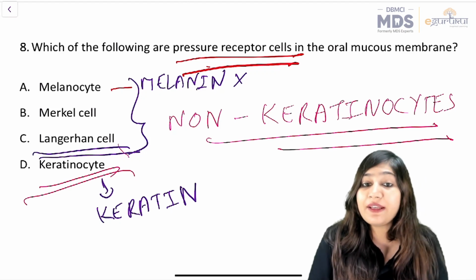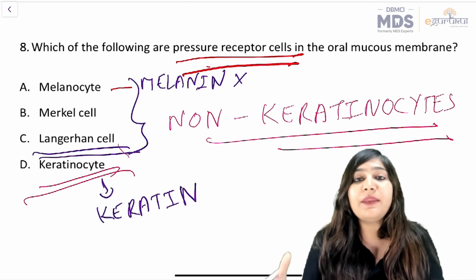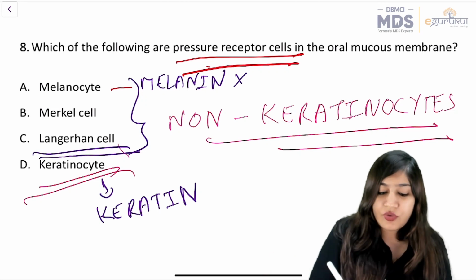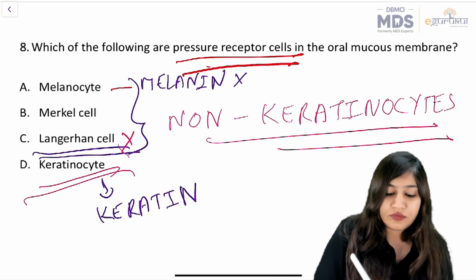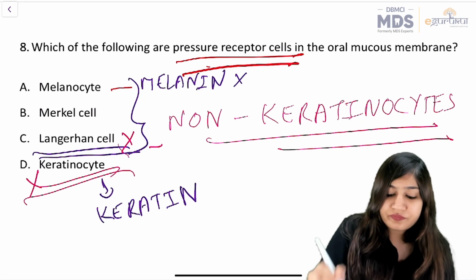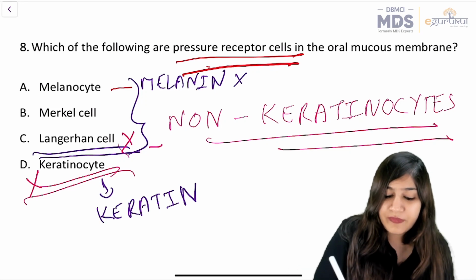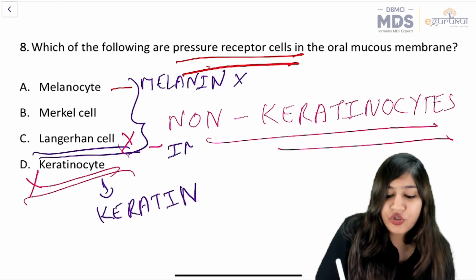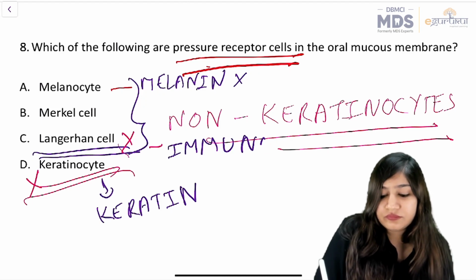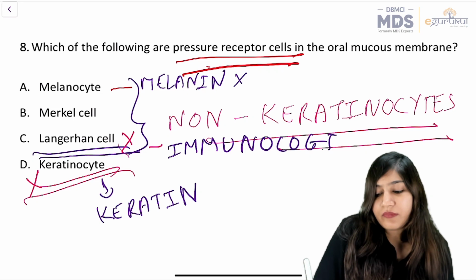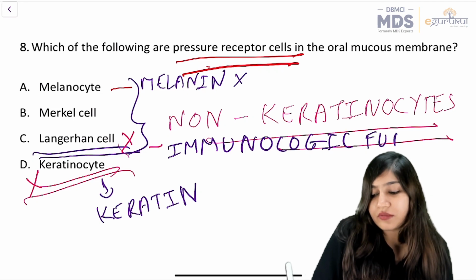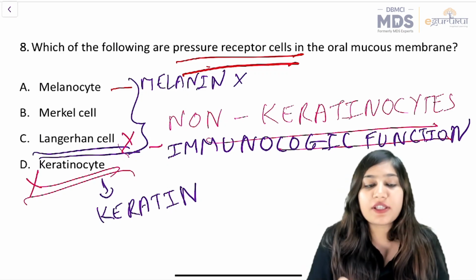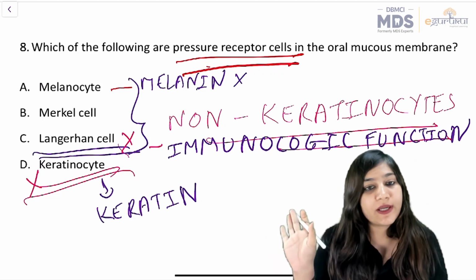Langerhans cells are mainly antigen presenting cells. They have immunologic function. So this option is also wrong. Langerhans cells are antigen presenting cells with immunologic function. So Langerhans cells is also cut.